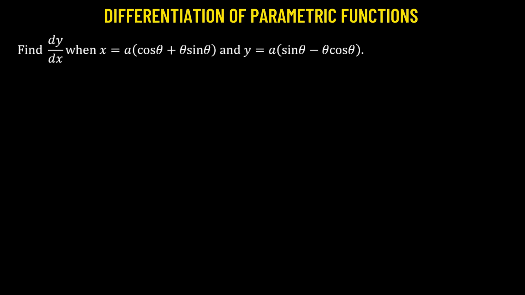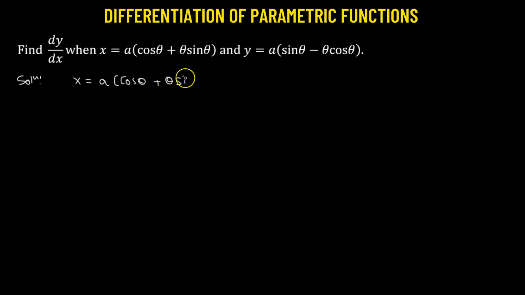We need to obtain the derivative of y with respect to x whenever x and y are given in their parametric form. That means x and y are both dependent on the parameter theta here. So let's begin. We'll start with our first function x, which is given by a times cosine of theta plus theta times sine theta.